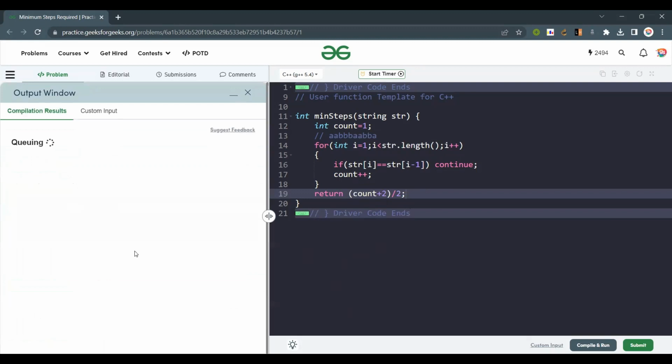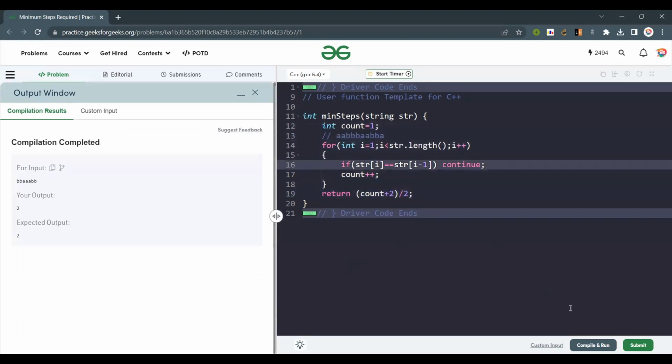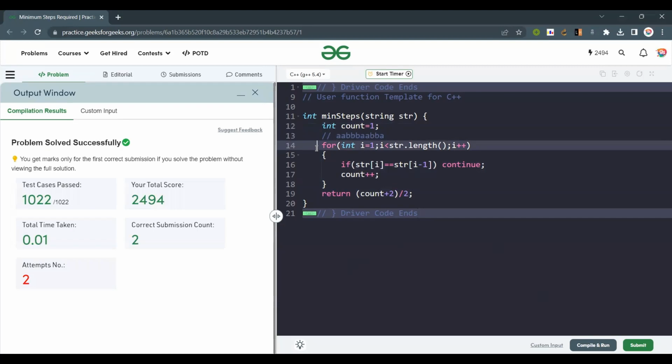So let's compile and run the code. So yes, so let's submit the code. So this was all about the code.